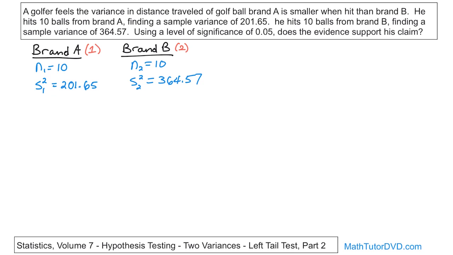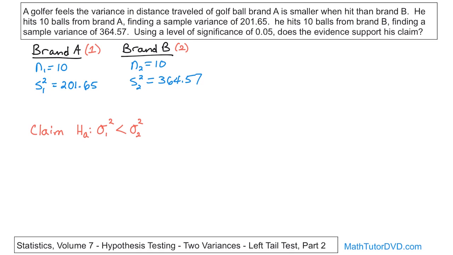The next step is to write down the claim. The claim is written basically right here: a golfer feels the variance in distance traveled for brand A is smaller than brand B. The way I encourage you to write that down is to write the word claim. Whenever you do that, the alternate hypothesis is always the claim. So we're saying the variance in golf ball number 1 compared to golf ball number 2 is less than.